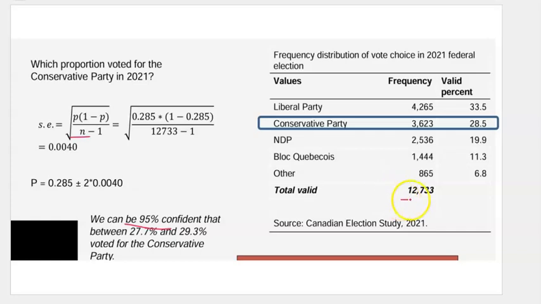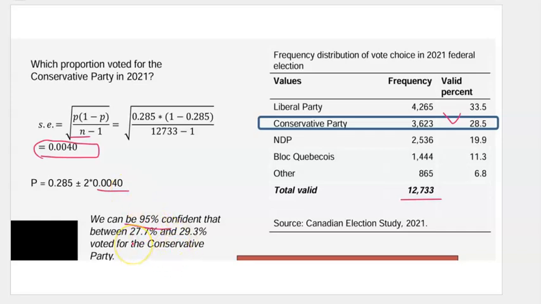is 733. You put that in, minus 1. And then the valid percent is 0.285. You can make that a fraction, a decimal point, and then you multiply by 1 minus 0.285, and then you will obtain the standard error, which is this. Now you can just put that in the formula, and you can obtain that.